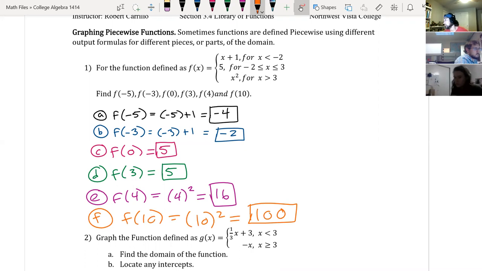Okay. And that's how you read a piecewise function. If you're given an x value, just find out which restriction it fits in, and that'll tell you which output of the piecewise you get to use. So, any questions on that one?